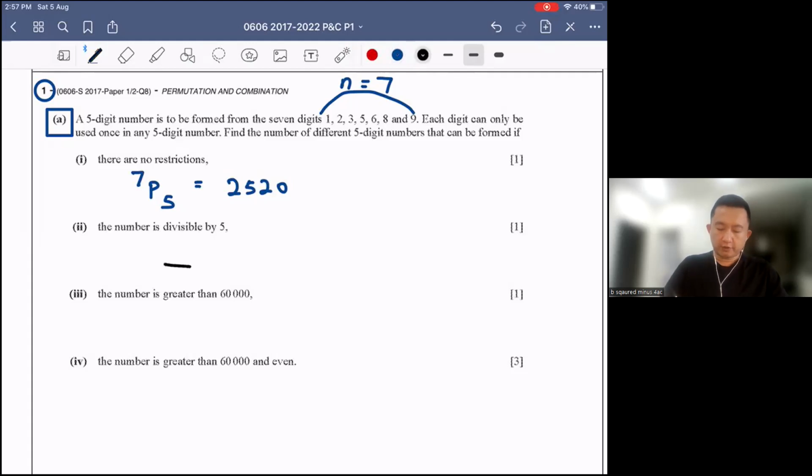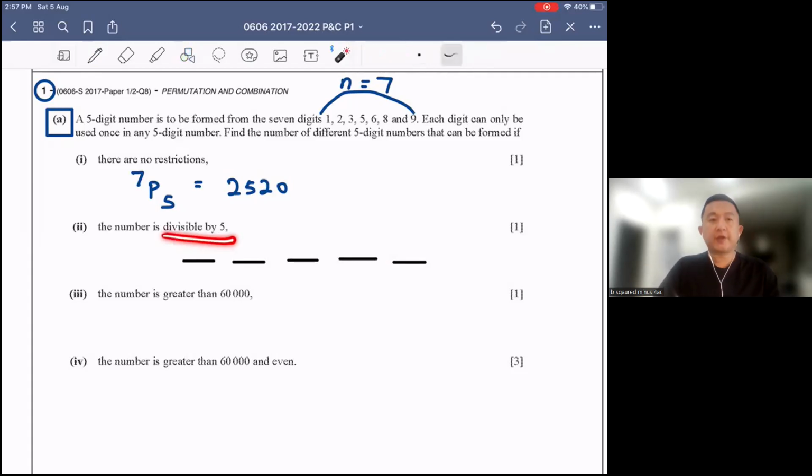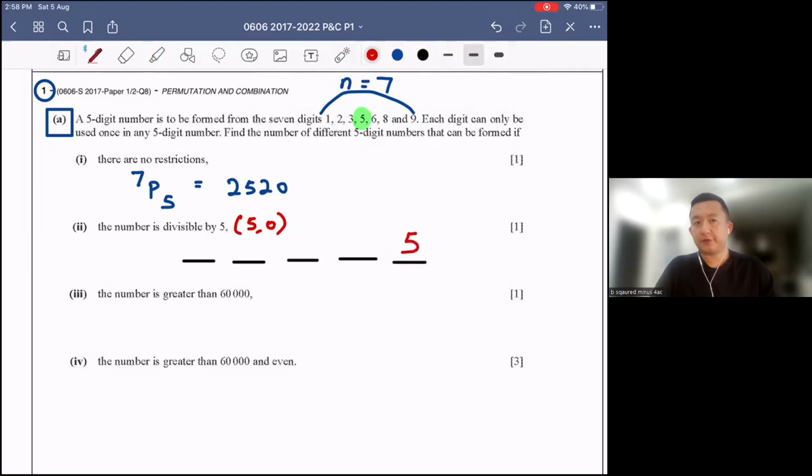So we have 1, 2, 3, 4, 5. 5 slots, 5-digit number. In order to fulfill the criteria of being divisible by 5, which slot do we look at? The last one. The last digit determines whether it could be divisible by 5 or not. In order to be divisible by 5, the last digit has to be digit 5 or digit 0. Do we have that? We do. We will have digit 5, so we can put the digit 5 over here. Do we have digit 0? No. So you can only put digit 5 at the last slot.